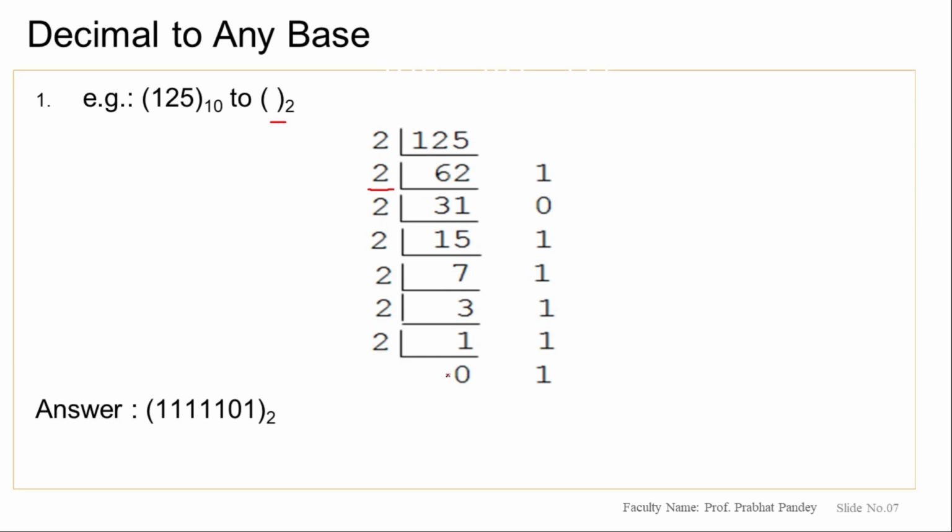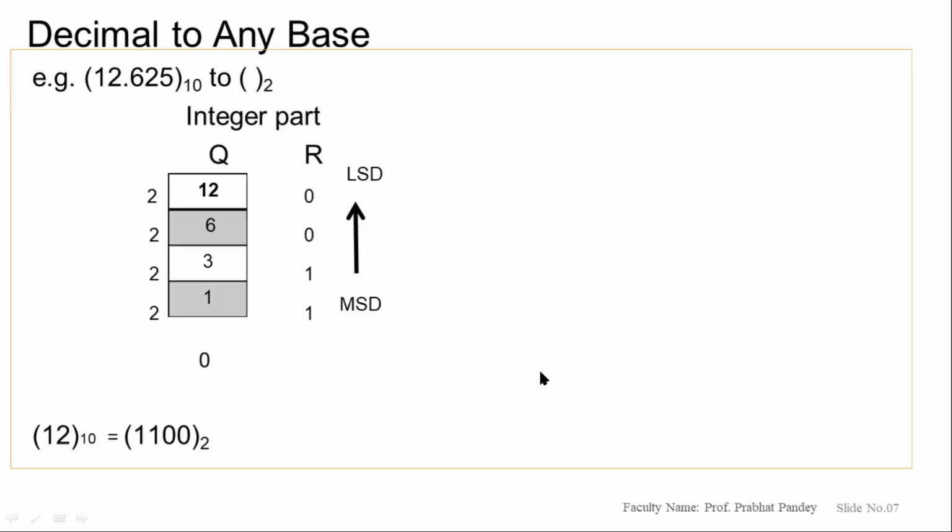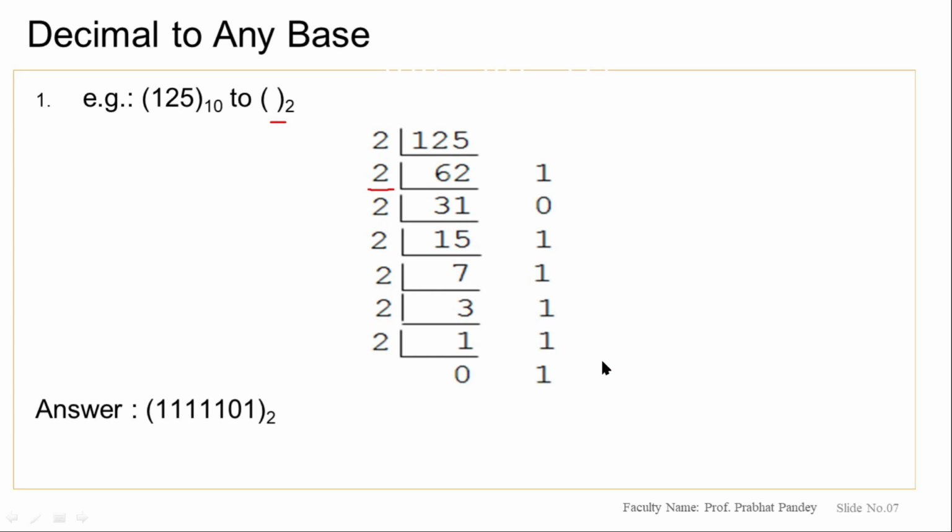Now we need to do this until the quotient becomes 0. So the last remainder is 1. Now we need to read these remainders from bottom to up. This is the procedure. So you can see here the most significant digit will be this, and the least significant digit is this one. Okay, we need to read from bottom to up.